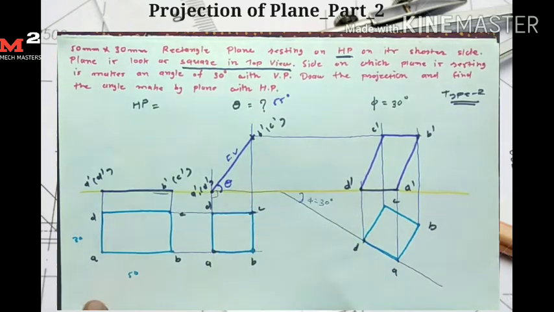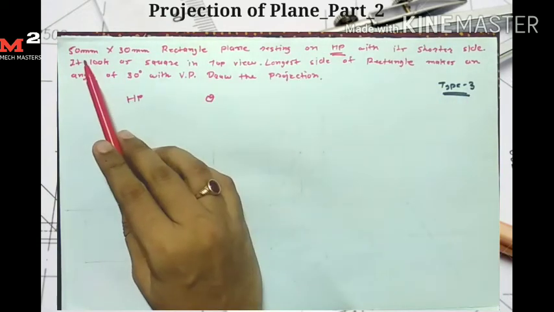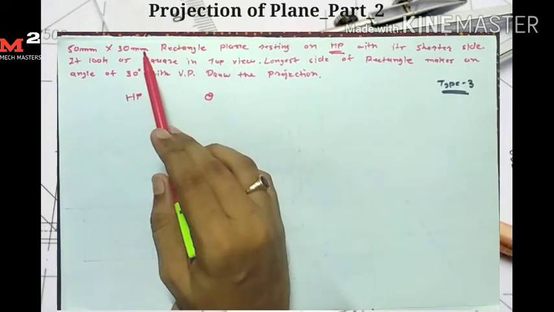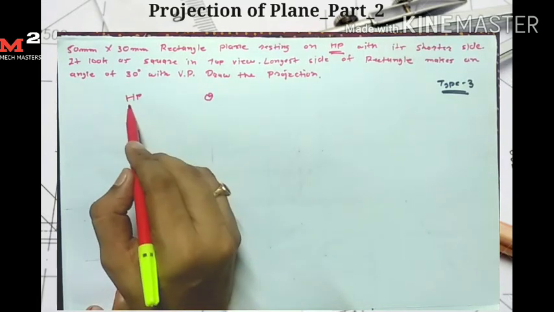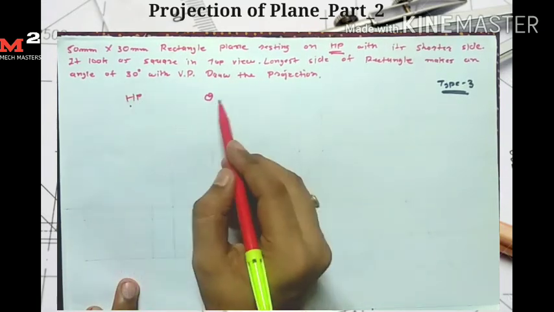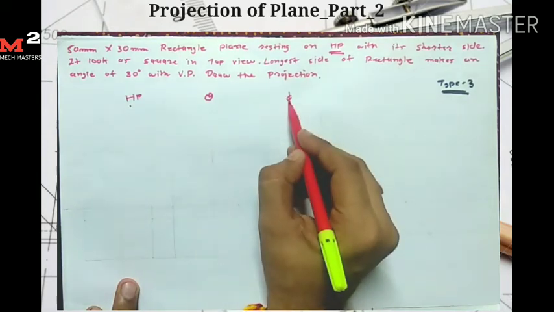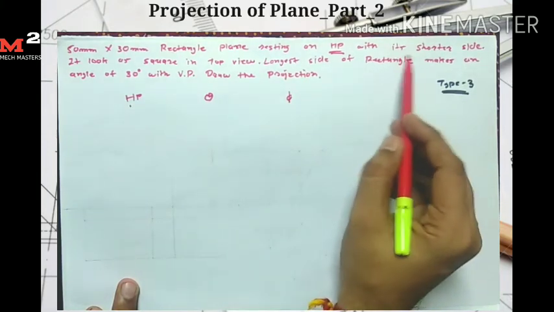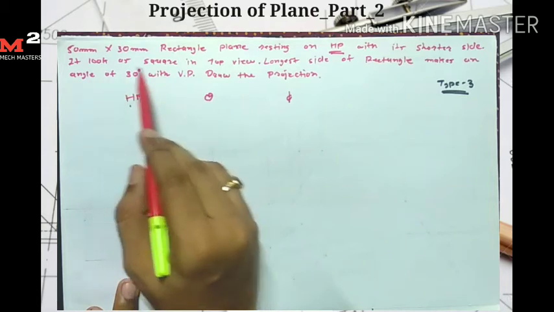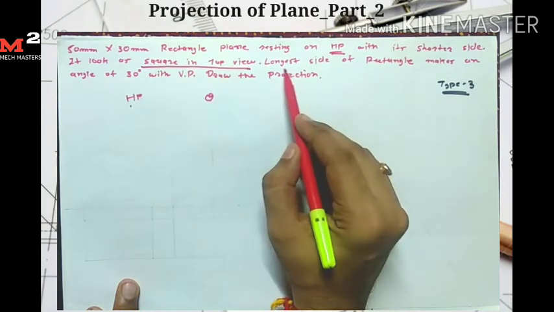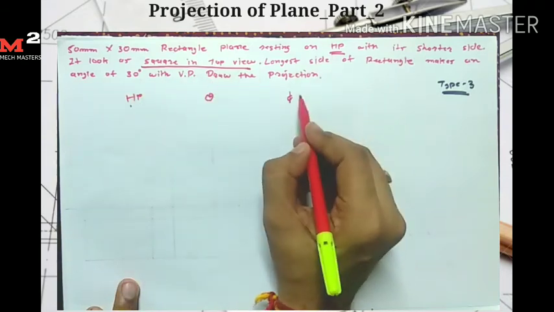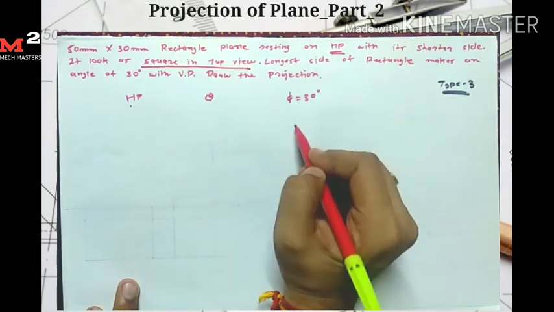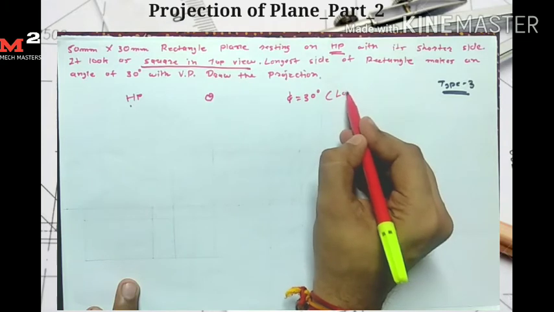Let's come to type 3. In the question it is given that a 50 mm by 30 mm rectangle plane is resting on HP. If the plane is resting on HP, then here I write down: plane is resting on HP, second stage for theta and third stage for phi. With its shorter side it looks like a square in the top view. The longest side of the rectangle makes an angle of 30 with the VP, meaning angle phi is given as 30 degrees. It is made by the longest side.